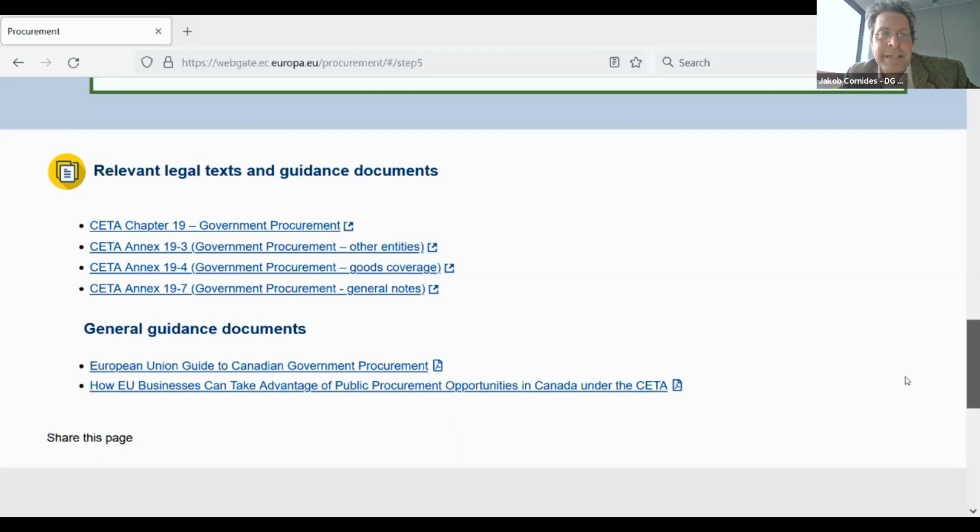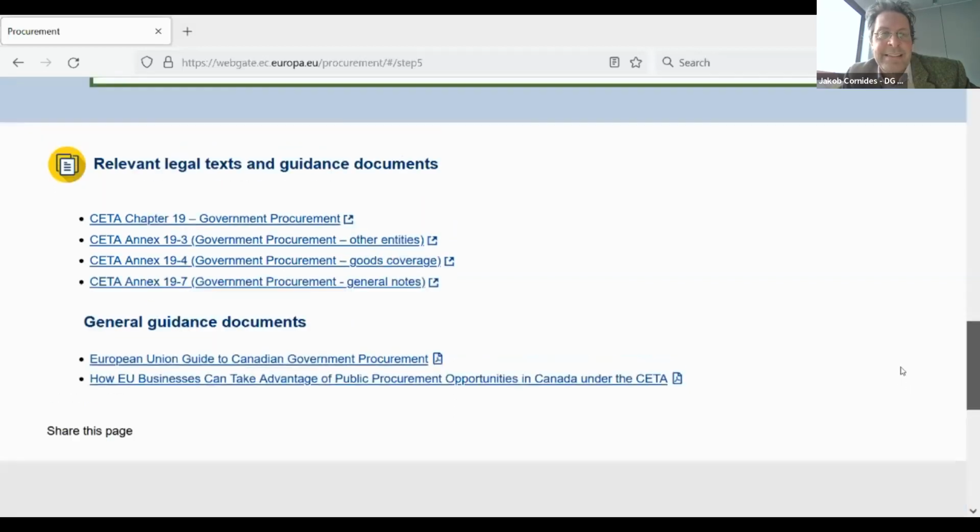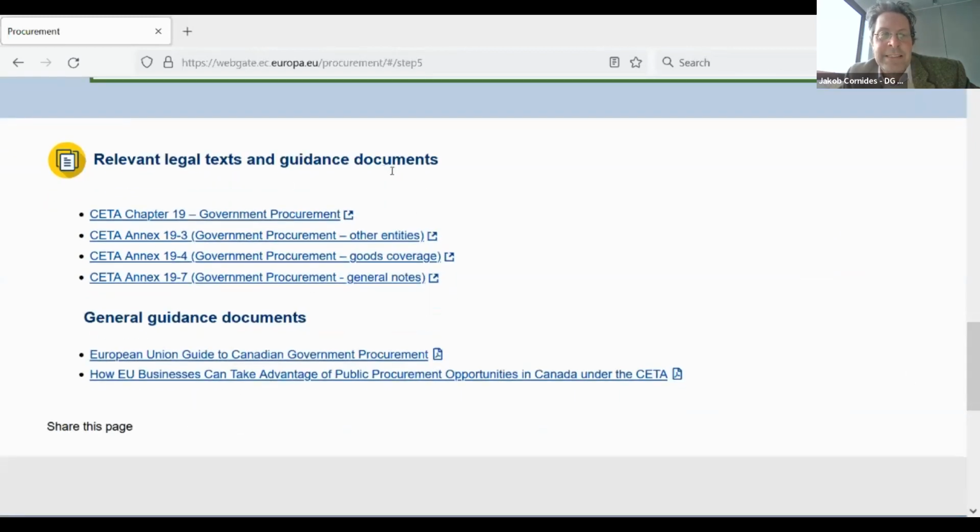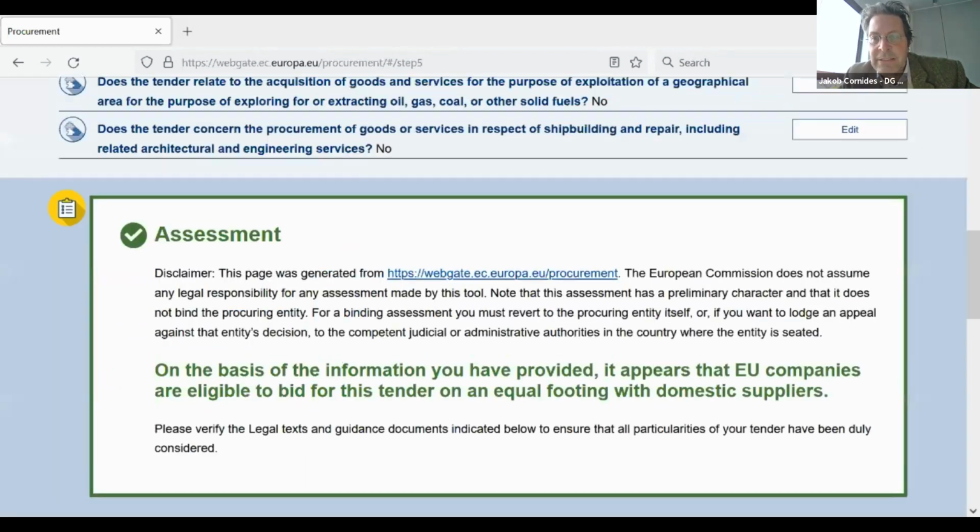Just to mention that at the end of each assessment, you also see a list of the relevant legal texts. This is, in fact, the relevant provision, the relevant chapter of the CETA agreement, plus the 3 annexes that come into play. And then we also have references to 2 guidance documents, all of which may be helpful to further examine the course.